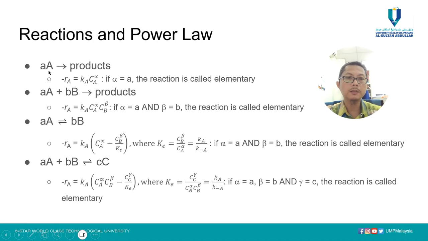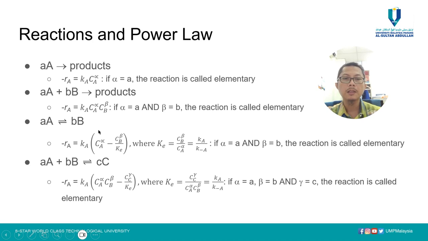If you have one reactant, the power equation will be negative rA equals k CA to the power of alpha. If alpha from the experiment happens to be the same as a, that means the reaction is elementary. Elementary means I give you this reaction, you can write the rate law straight away. The power will be similar to the stoichiometric coefficient. If not, we call the reaction non-elementary.